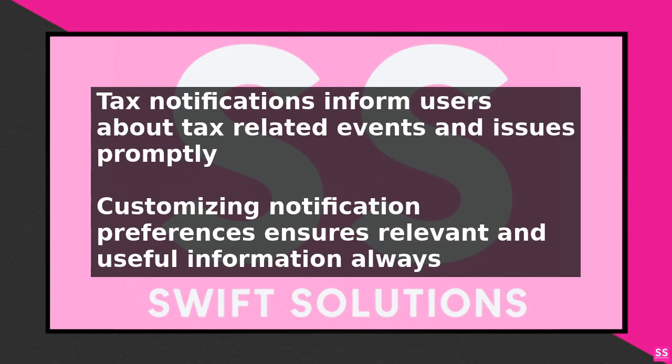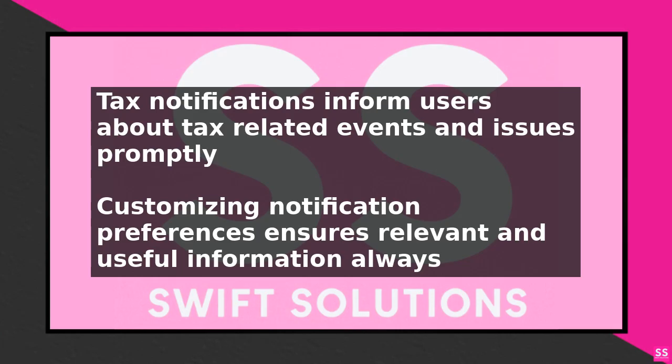To customize your notification preferences, navigate to the Notifications section and select the types of notifications you want to receive. You can also choose the frequency of notifications, such as daily, weekly, or monthly. It is essential to customize your notification preferences to ensure you receive the most relevant and useful information.